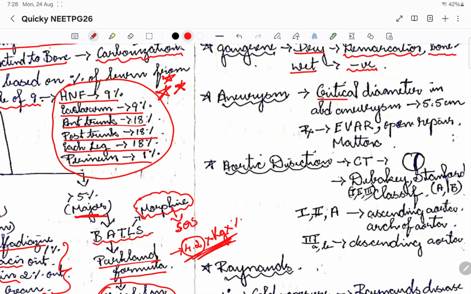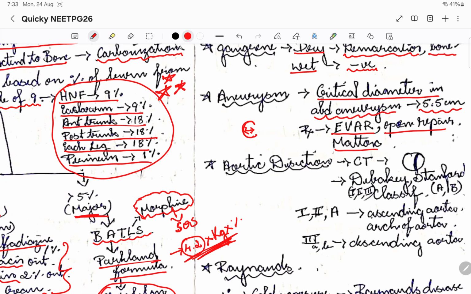Okay, so critical diameter in an abdominal aneurysm is 5.5 centimeter, meaning there is an aneurysm and we are measuring the size of that aneurysm till 5.5 centimeter. Okay, so we are going to do nothing. Okay, so this is the critical diameter. Okay, so past that we are going to go for management. What is the management? That is EVAR, open repair and Mattox surgery is what they use for the specific management of aneurysm. Okay, EVAR, open surgery and Mattox repair.